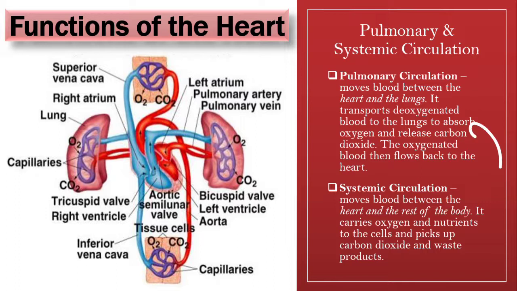The pulmonary circulation moves blood between the heart and the lungs. It transports the deoxygenated blood to the lungs to absorb oxygen and release carbon dioxide. The oxygenated blood then flows back to the heart. Next is the systemic circulation. It moves blood between the heart and the rest of the body. It carries oxygen and nutrients to the cells and picks up the carbon dioxide and waste products.